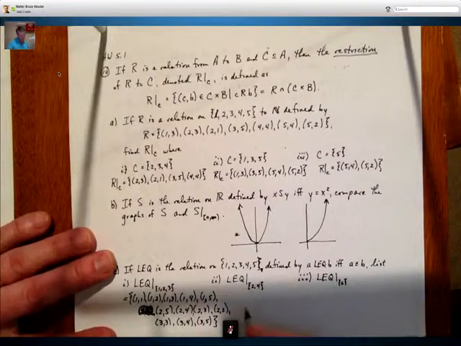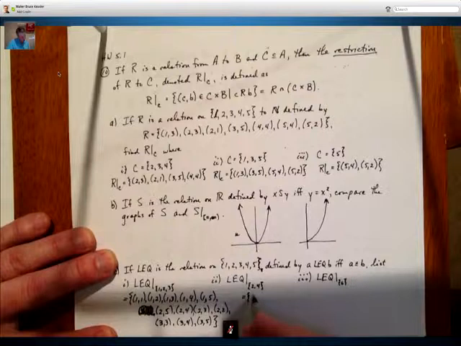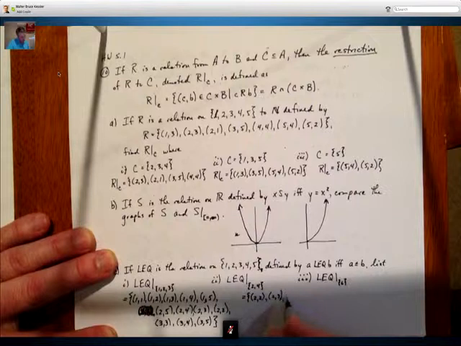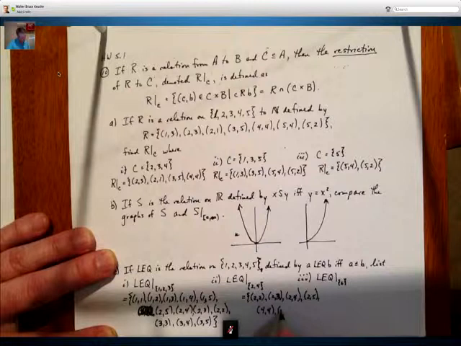No, never mind. With 2 and 4, it would be just, let's see, 2 is less than or equal to 2. 2 is less than or equal to 3. 2 is less than or equal to 4. That's a 3. 2 is less than or equal to 5. 4 is less than or equal to 4, and 4 is less than or equal to 5. And that's it.